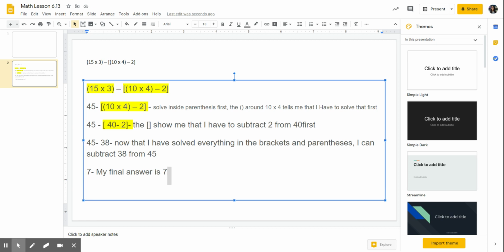So for this first step, I did 10 times 4 because that's inside of the nested parentheses, so I know that I have to do that first. Great, did that correctly. Moving on to the second part, now that I have 40, I can subtract 2 from 40. Great, did a super job there. Moving on to the next part. And now for this final step, now that I have solved everything inside of my parentheses, I can move on and subtract 38 from 45. Great, so I checked my work.